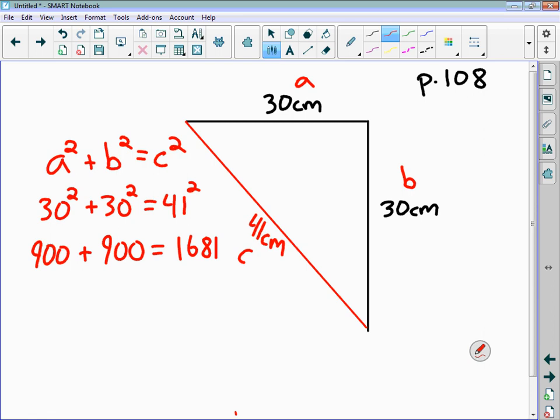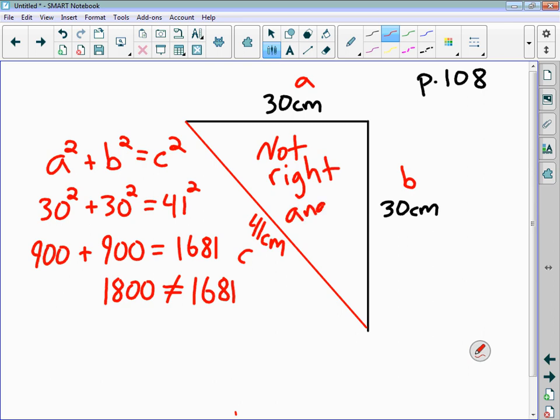So does 900 plus 900 equal 1,681? Well, 900 plus 900 is 1,800, which does not equal 1,681. And so is this a right angled triangle? No, it is not a right angled triangle. So now Danelle knows that the corner of her room, the two walls, don't meet at 90 degrees. So obviously some carpenter somewhere didn't do a very good job in that house.